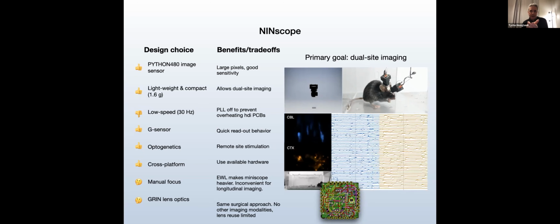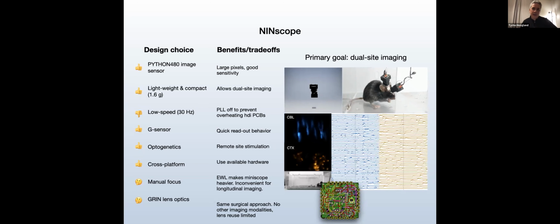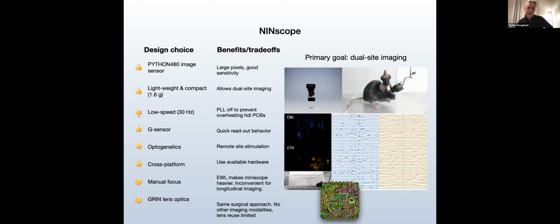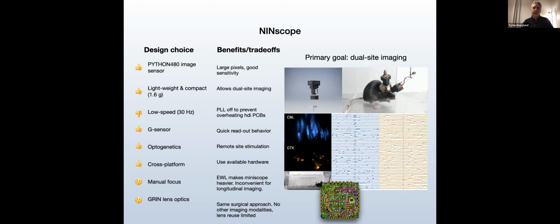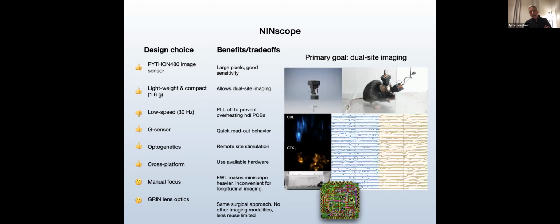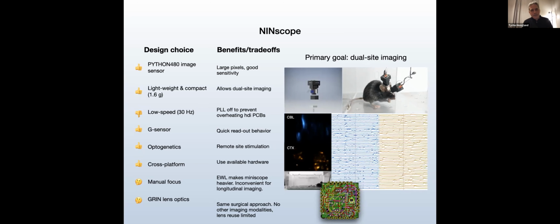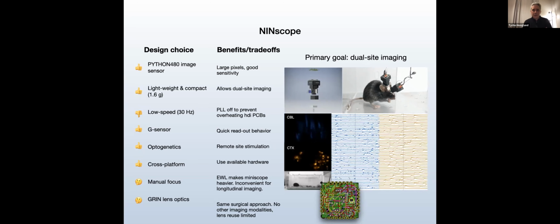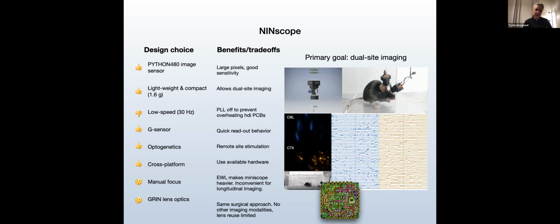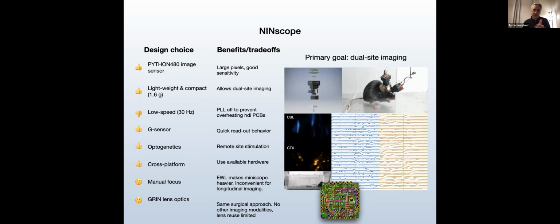And the other thing was that, if we can look at two regions at the same time with two miniscopes, why can't we just manipulate one region and also image in another? So that made us also integrate a high precision LED driver that allowed optogenetic actuation of neurons in one remote region from the imaging site.